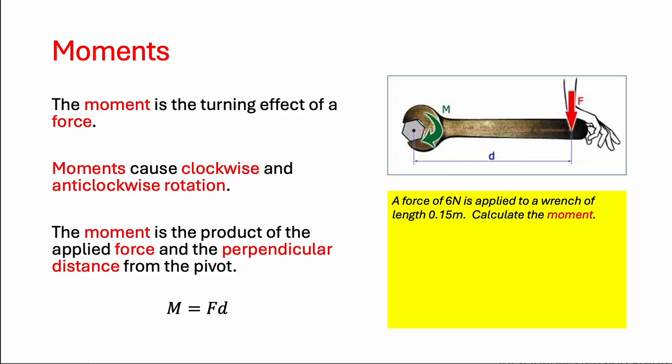Hopefully you've had a chance to try that one. Okay, we're going to use our equation here, M equals F times d. We know our force is 6 and our distance, in this case, is the length of the wrench where we're going to apply the force, 0.15, and then we get this answer, 0.9.